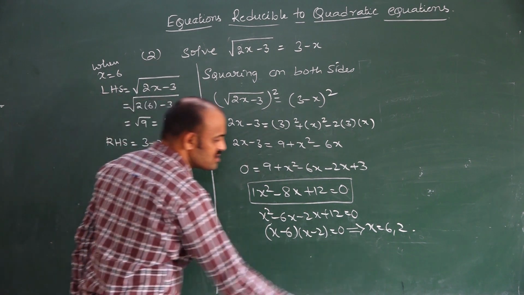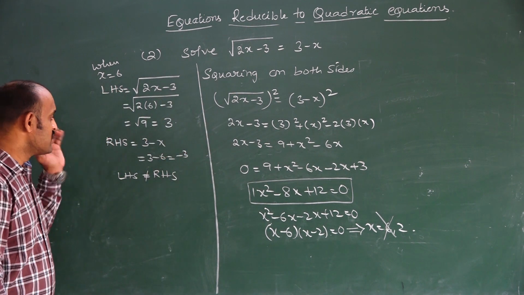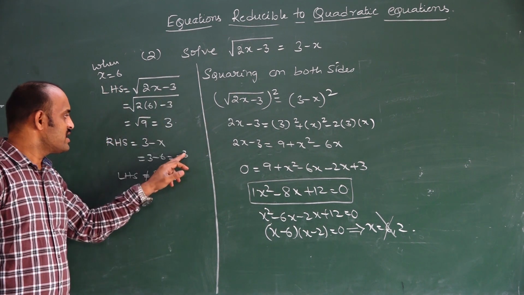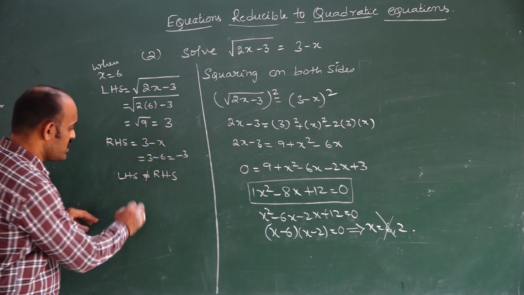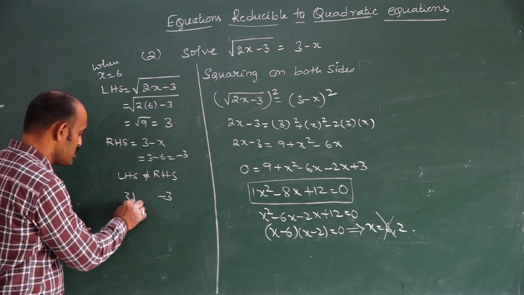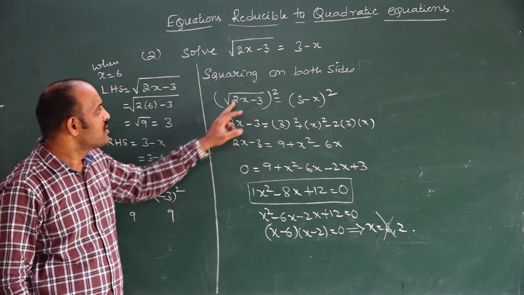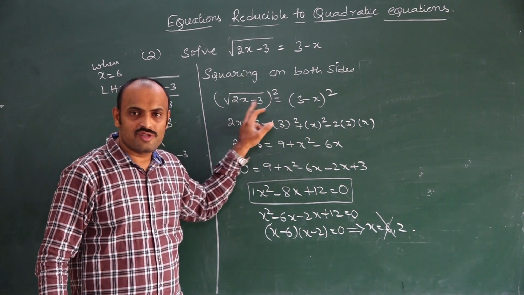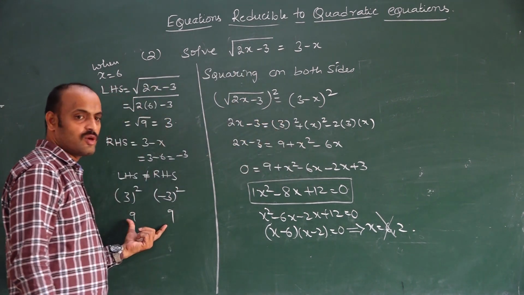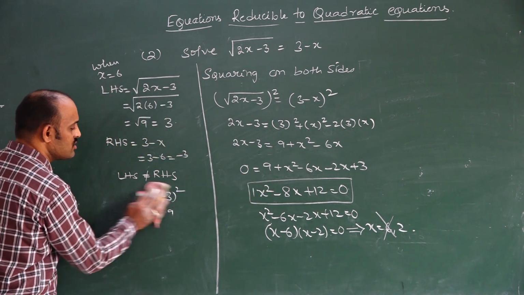So, you cannot consider 6 as the root here. Because see, left hand side is 3, right hand side is minus 3. 3 and minus 3 are not equal. But squaring on both sides, both will become 9. Because we have done squaring on both sides, we got equal. Otherwise, we don't get equal. So, we don't consider x is equal to 6.